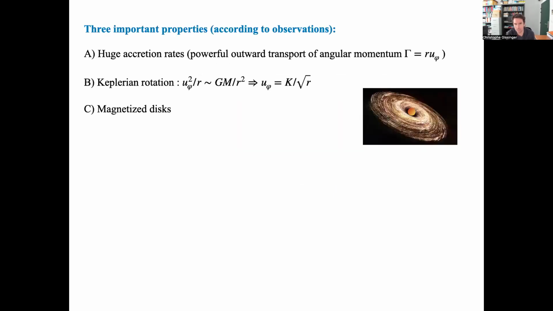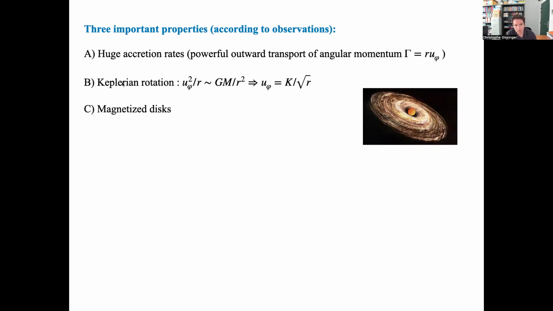So as a physicist, there are, I think, at least 3 properties that you want to address or discuss when you're doing a laboratory experiment. The first obvious one is accretion rates. We know that accretion disks have huge accretion rates, and that means that somehow there is a powerful outward transport of angular momentum in the disk.